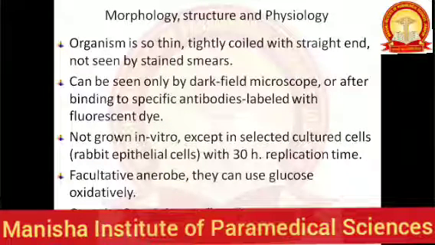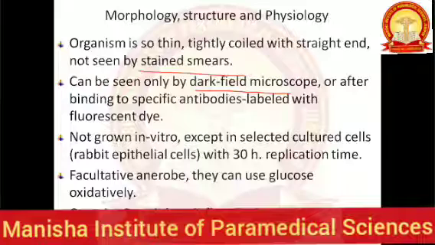Now, if we look at the morphology and structure of this Treponema strain, we can find this organism is so thin, tightly coiled with straight ends, not seen in a stained smear. So we cannot see them by usually looking at a stained smear, or using the normal compound light microscope. We need to visualize these only under dark field microscopy. So we need to make the field darker, then you can see this kind of spirochete on this microscope.